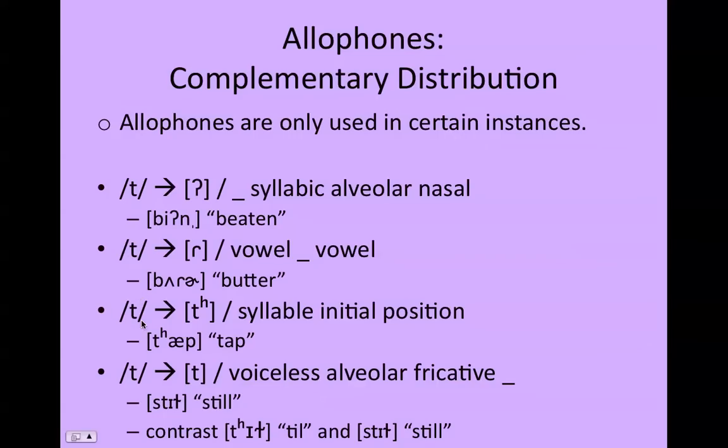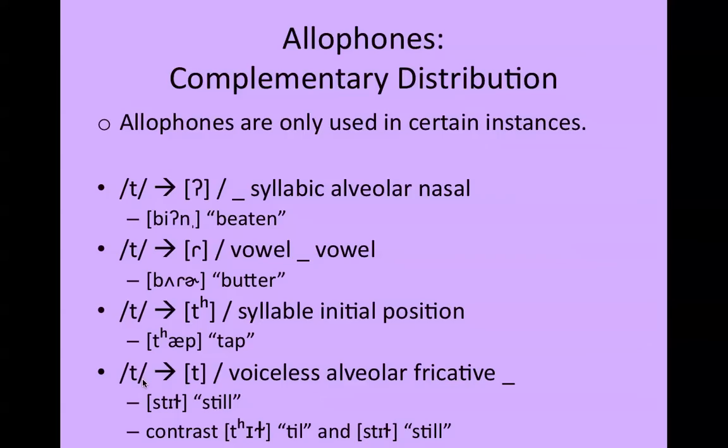Also, the t is realized as an aspirated voiceless alveolar stop when it's in syllable initial position, such as in the word tap. We know when a sound is aspirated when you feel a stream of air when you pronounce the sound. One way of doing this is to put your hand in front of your mouth and pronounce the word tap. You'll feel a flow of air after the t sound. Tap, tap. Then you know that you're aspirating that sound. Here the t is in syllable initial position, so therefore it is aspirated.